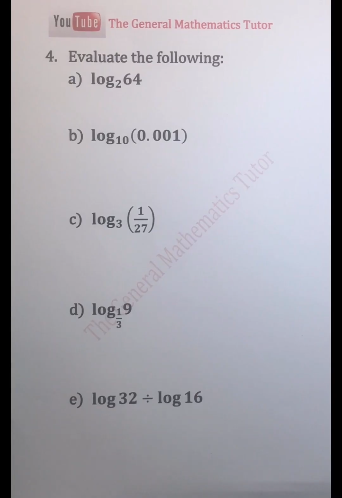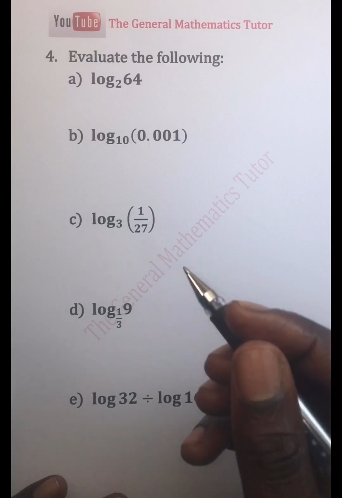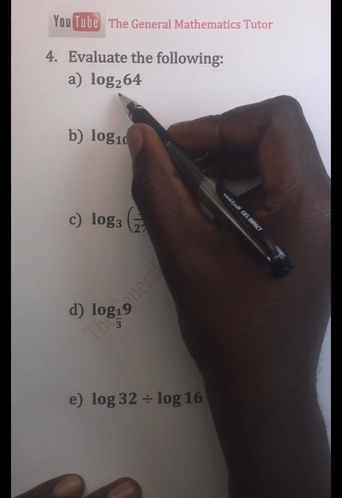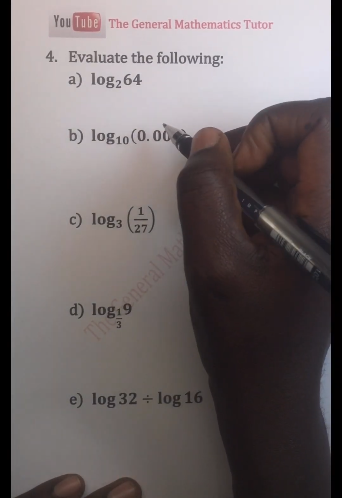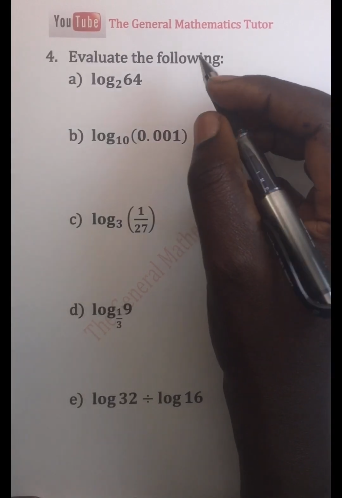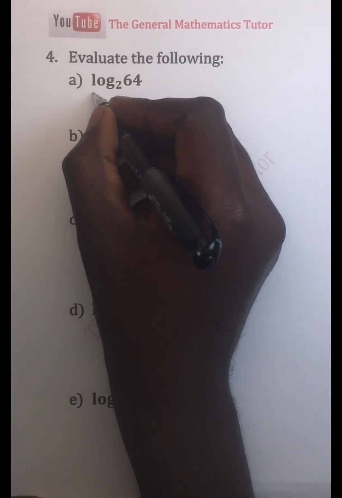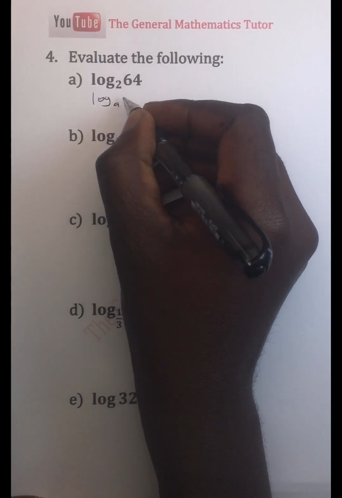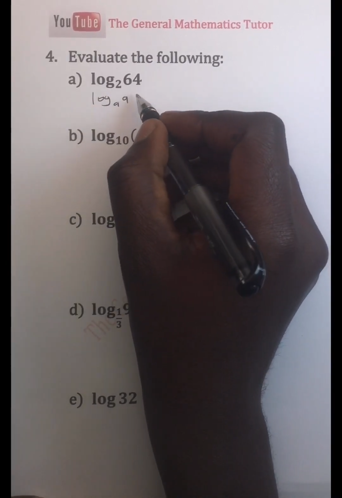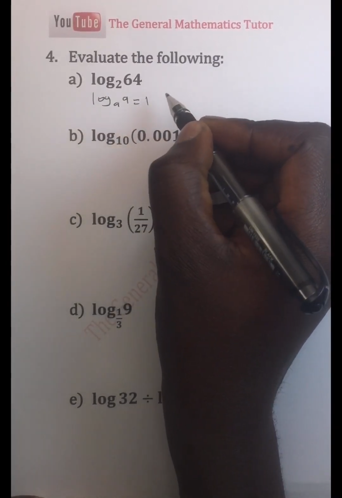Example 4, evaluate the following. Part A, log of 64 to base 2. So here we are going to apply the fact that if the base and the number are the same, then that log is equal to 1. So all we are looking for is to get a situation whereby the base and the number are the same, so that we say that is 1.